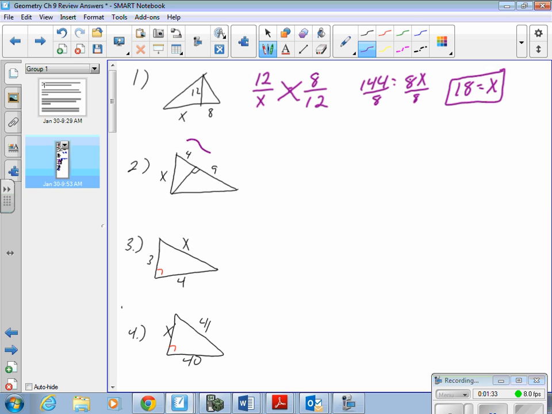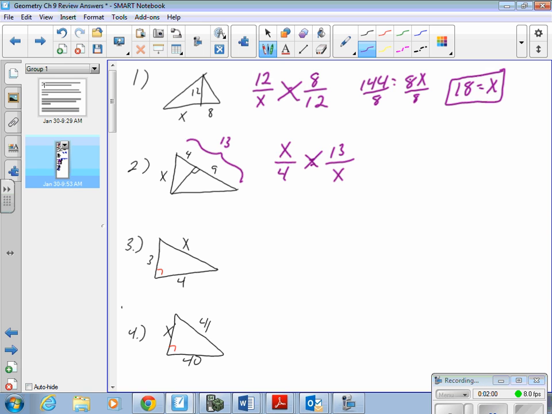So we have to keep in mind that the whole hypotenuse is going to be 4 plus 9, or 13 there. So the leg is that geometric mean, so that means the x is going to go on the top on one side, bottom on the other. And then we fill in the other two parts with the part of the hypotenuse that's attached to that leg, which is 4, and the whole hypotenuse, which is 13.